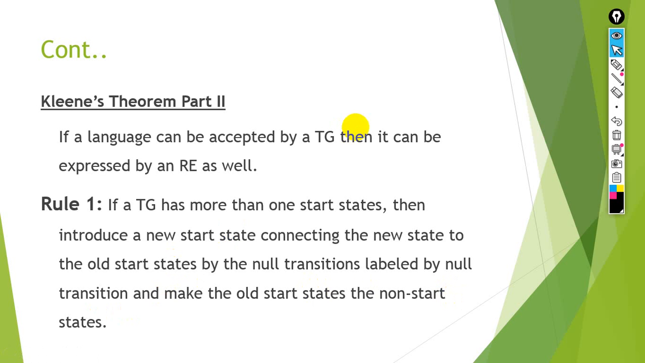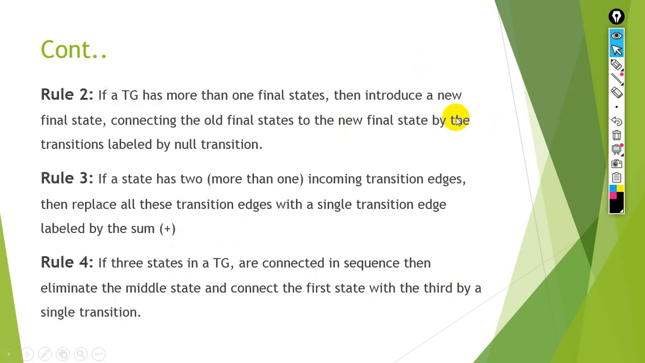What does it mean? Now the second rule: if a TG has more than one final state, then introduce a new final state, connecting the old final states to the new final state by transitions labeled by null. Okay, so I will also give you an example for the second rule.